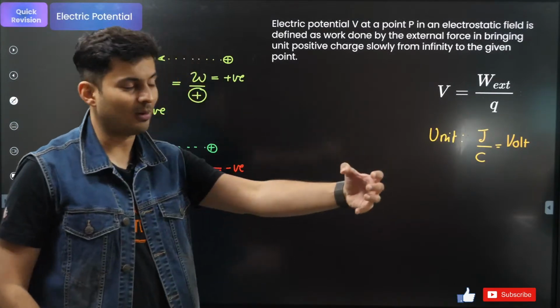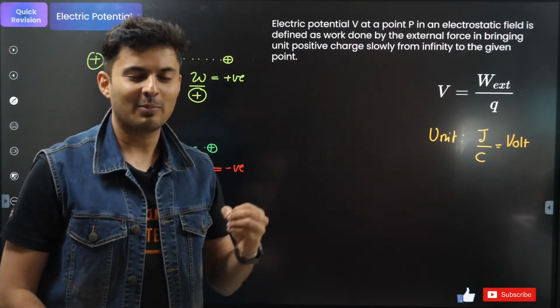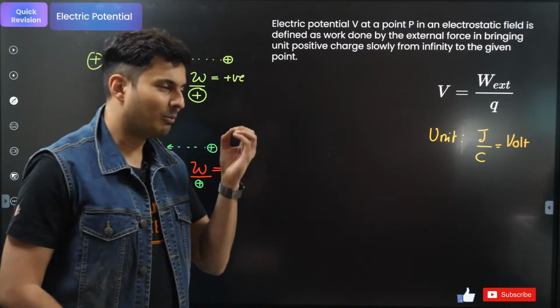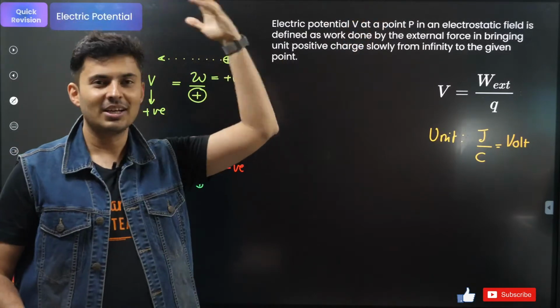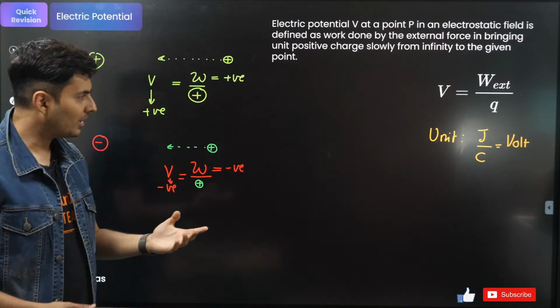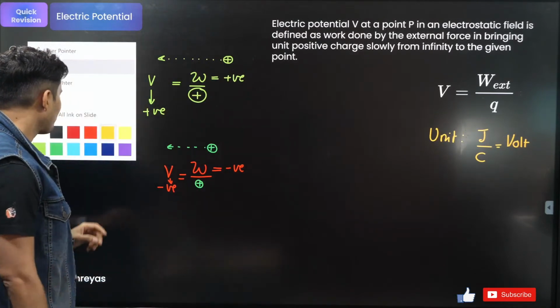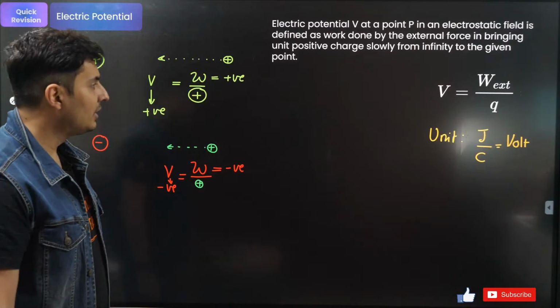If I do 1 joule of work in bringing 1 coulomb from a very far away point to that point, then the potential at that point is called 1 volt, the same volts which you use in electricity. Exactly. Very nice. Now, what is the electric potential due to a point charge?